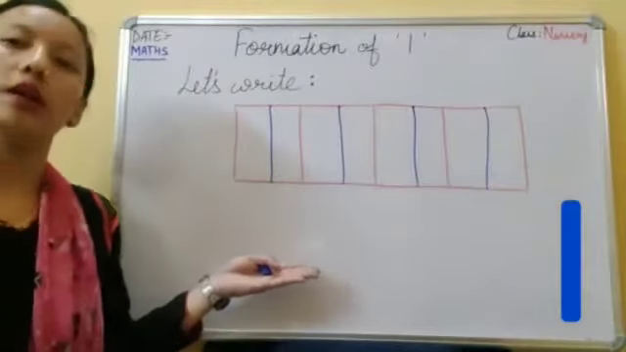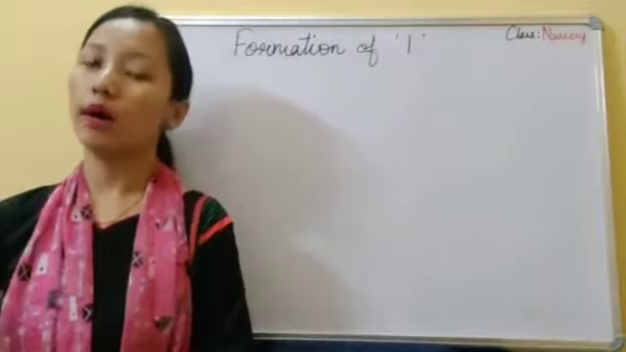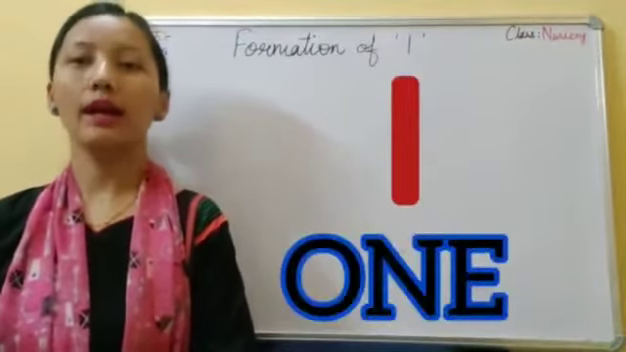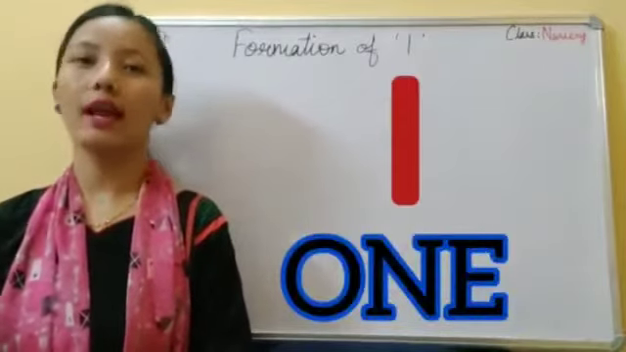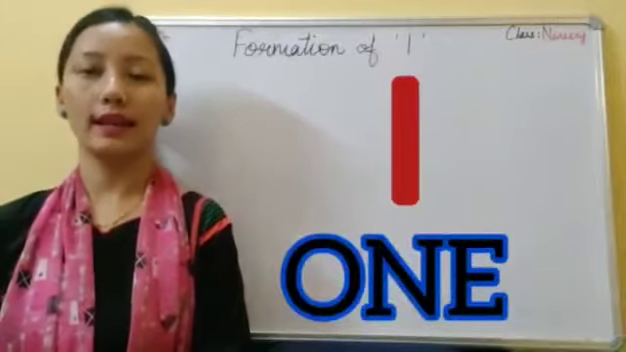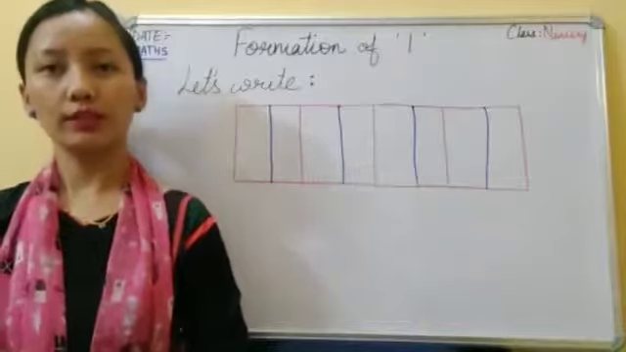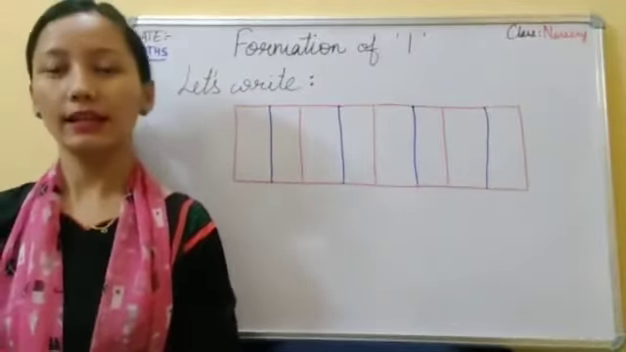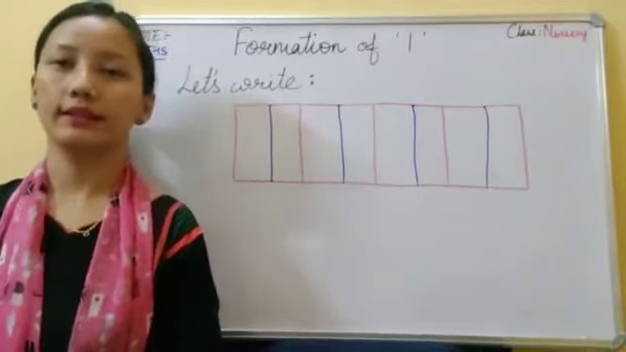This is number 1. Okay, students, number 1 also has a word. That is O-N-E. 1. That's the word one. So students, you have learned how to write number 1. Now let's try and count to 1.